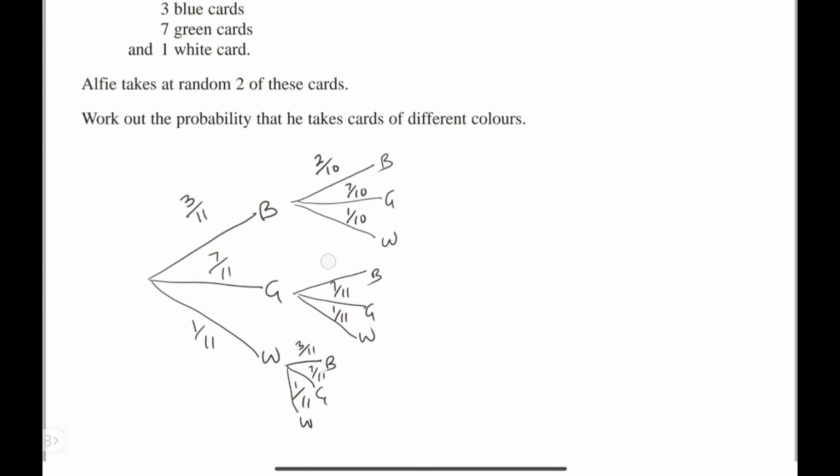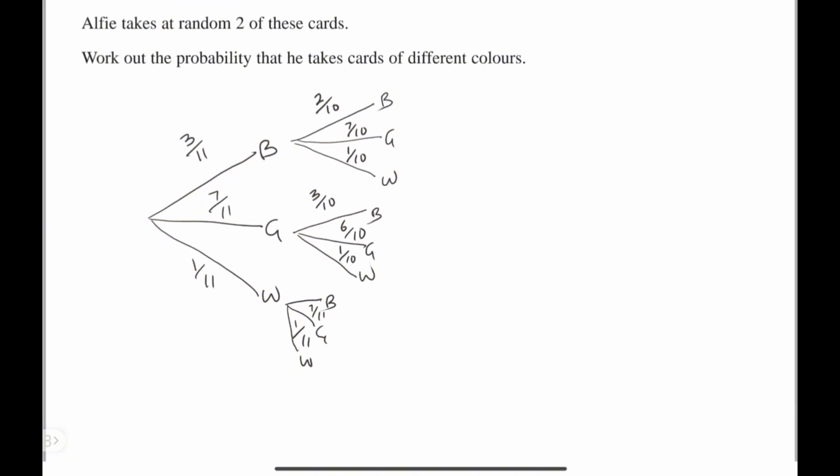So if he takes green the first time, the second card will be 3 out of 10. Then this will be 6 out of 10. And this will be 1 out of 10. And if he takes white the first time, then definitely there will not be any white the second time, I believe. So this would be 3 out of 10 as well for blue, and green is going to be 6 out of 10.